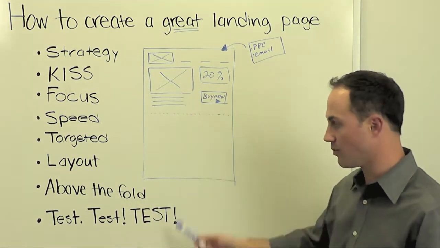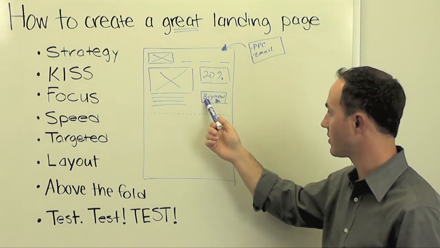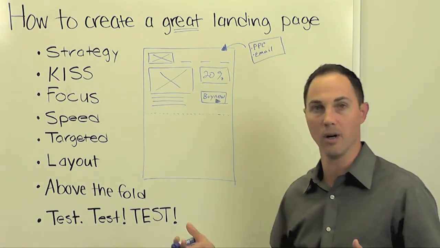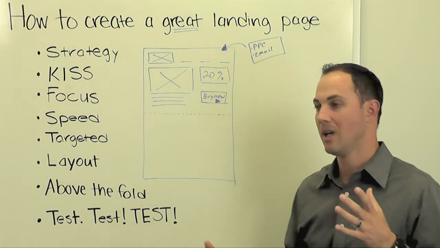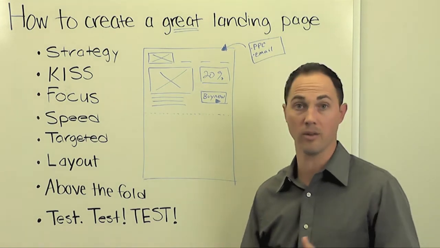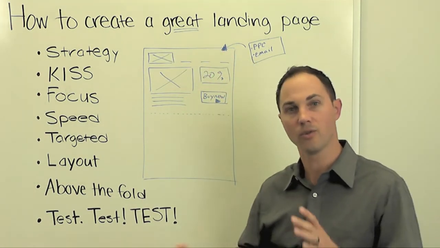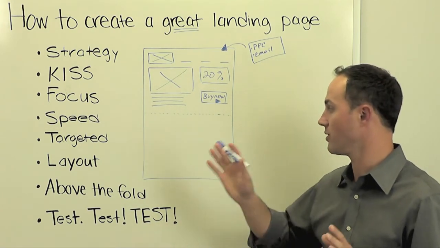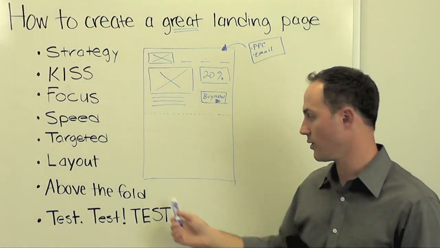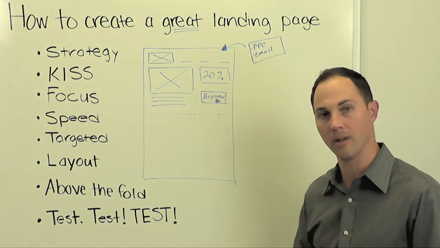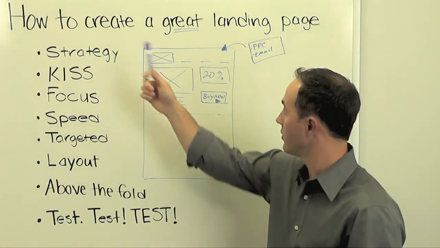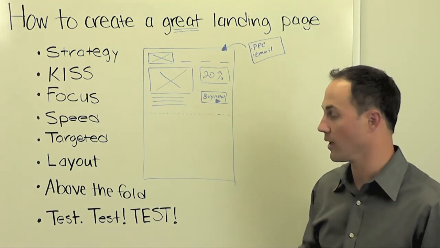So even testing small things, like changing this buy button to go or shop, the language of the button, the color of the button, the actual location of the button. Small iterations that you can make are going to really make the campaign a lot more solid. So this is really how to create a great landing page.